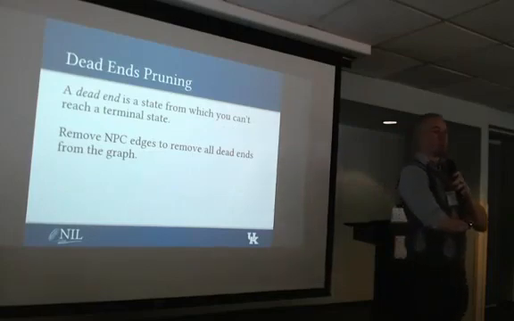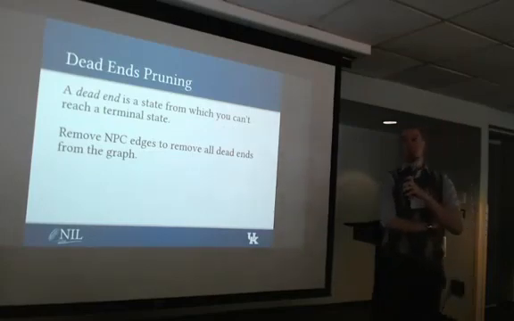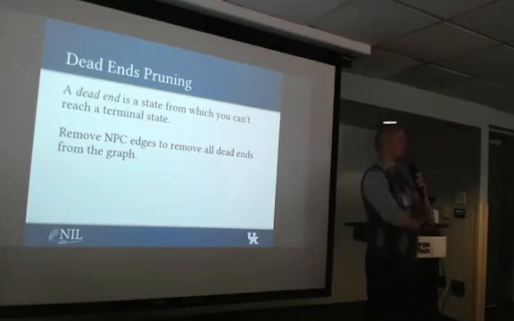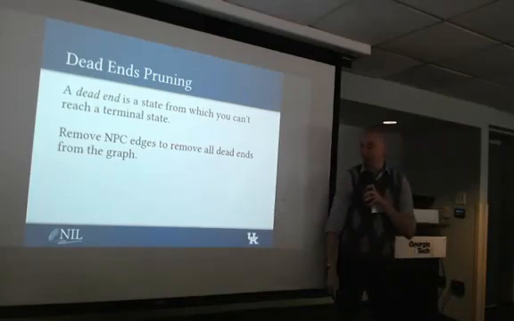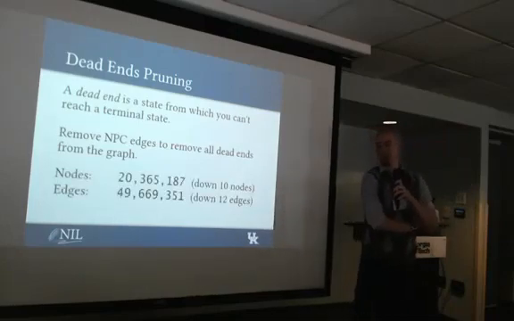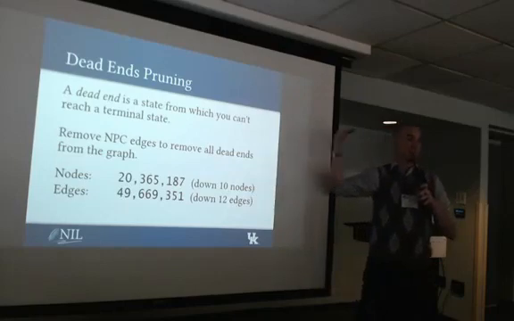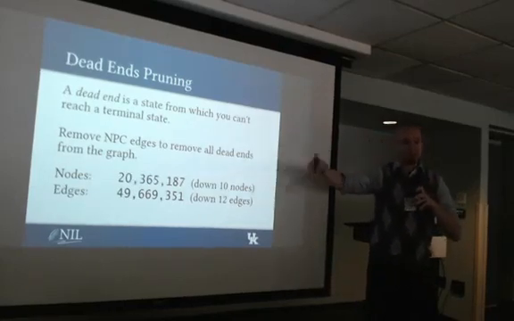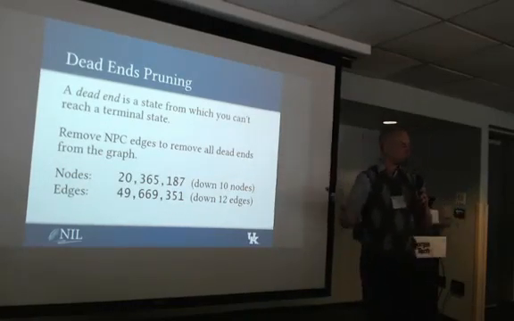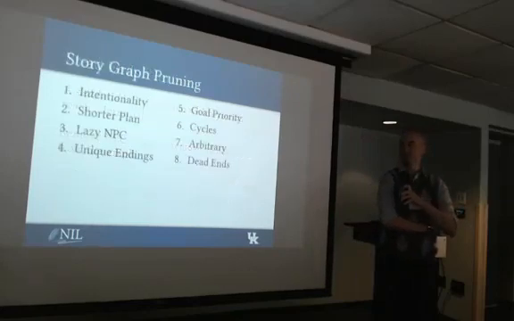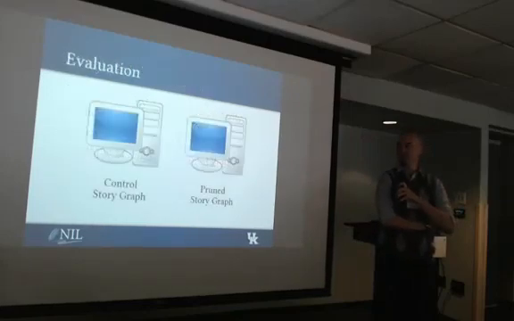We want to make sure that there are no states that you can get into where the game cannot end. And there were not very many. We only had to remove about 10 nodes and 12 edges from this giant graph to make sure that there weren't any dead ends left. But the fact that they still exist is proof that this storytelling, the long-term implications of a decision, is a hard problem. Okay, so those are the different pruning techniques that we did.